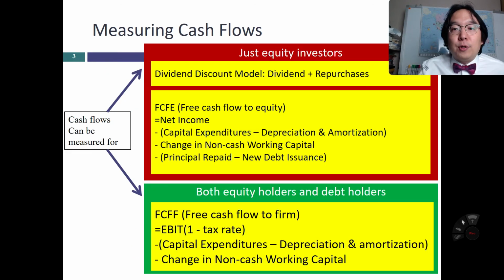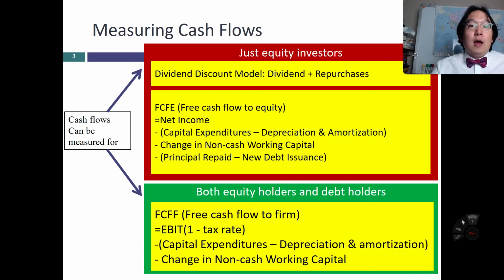Now, measuring cash flows. Cash flow can be measured for either equity holders or for both debt holders and equity holders. You see the arrows going up and down. So the red box is what we're going to talk about in this class this week: the cash flow just to equity investors. And next week, we're going to talk about cash flows going to the debt holders and equity holders, the firm cash flow, free cash flow to the firm.